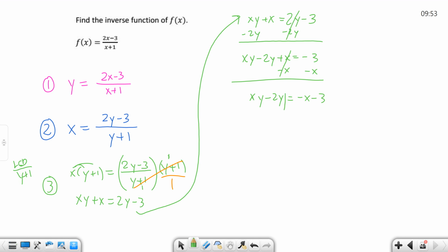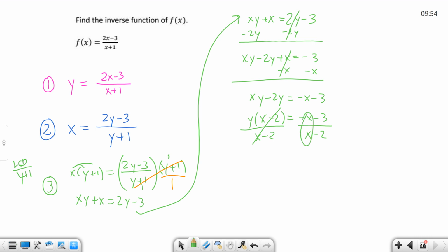Now I have only terms with y in it over here. So guess what I'm going to do? I have a GCF of y. And then x minus 2 equals negative x minus 3. Then I divide both sides, right? If I had 3y equals 7, how would I solve for y? I would divide both sides by the thing multiplied by y, right? Well, what do I have multiplied by y over here? x minus 2. So that divides out, and I divide this side also by x minus 2.